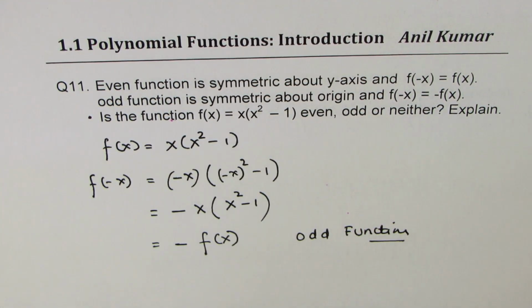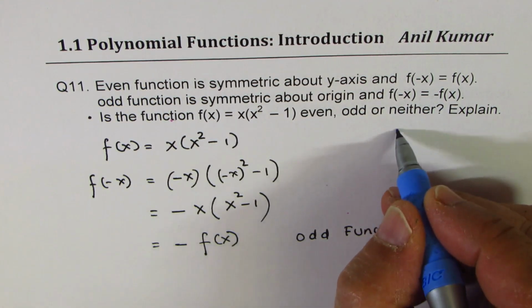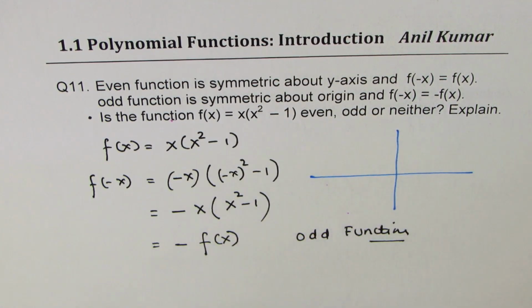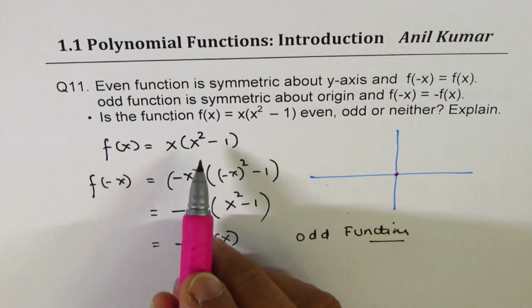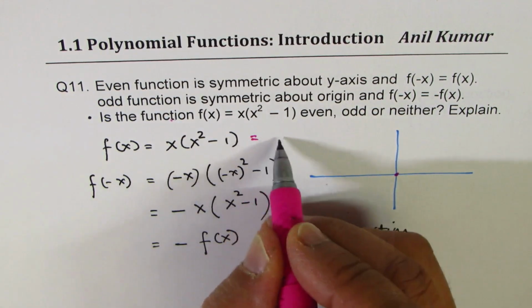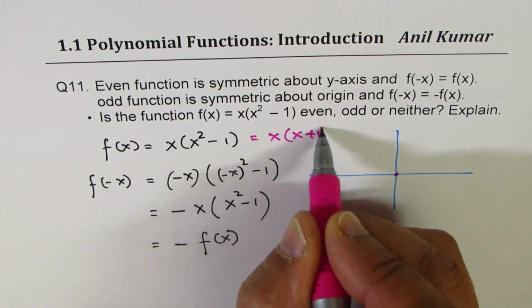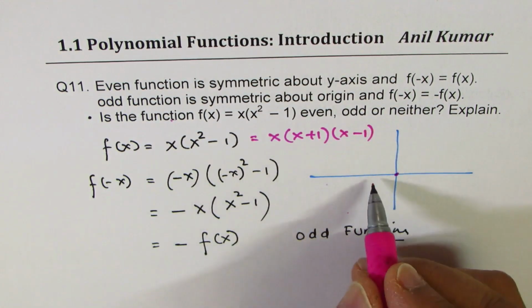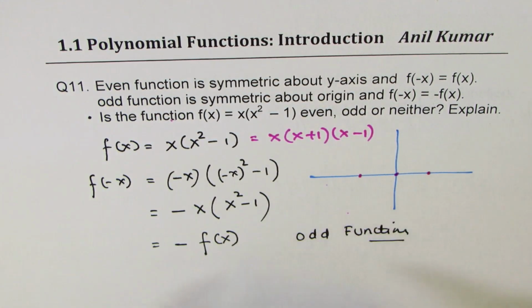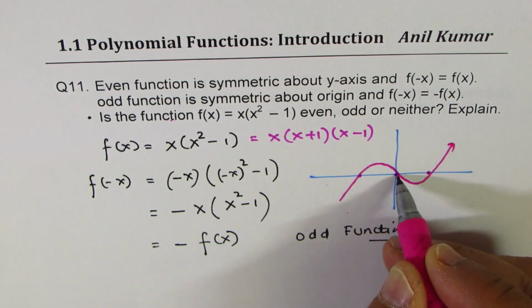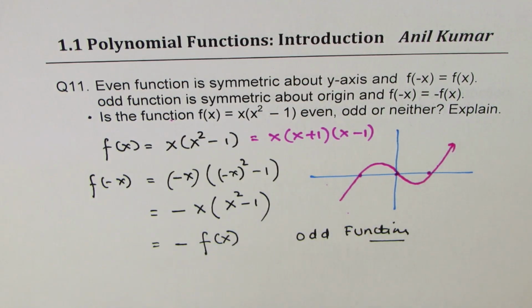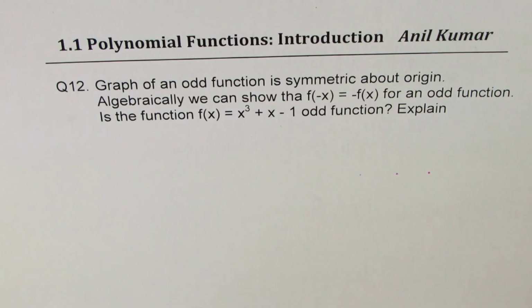So if you sketch this function, we'll learn later how to sketch such functions. But if you sketch or see the graph of this function, it has a 0 here in the center, and there are 2 zeros. So this could be written as x times x plus 1 times x minus 1. So add plus 1 and minus 1. These are two linear zeros, right? So the graph will look like this. You see it is symmetric about the origin. So that is how you could solve such a question.